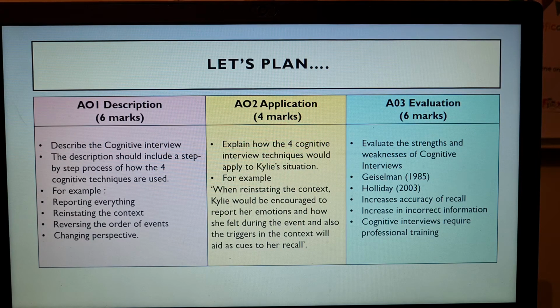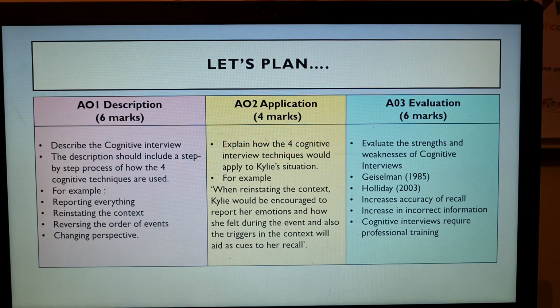So let's have a look firstly at the AO1 descriptive points. So the question really in terms of AO1 skill is really asking you firstly to describe the cognitive interview technique. And this includes the 4-step process of cognitive techniques. For example, reporting all the information. So the witness would obviously report all the information. Number 2 is reinstating the context. Okay, so this is where they might revisit the context to jog their memory.